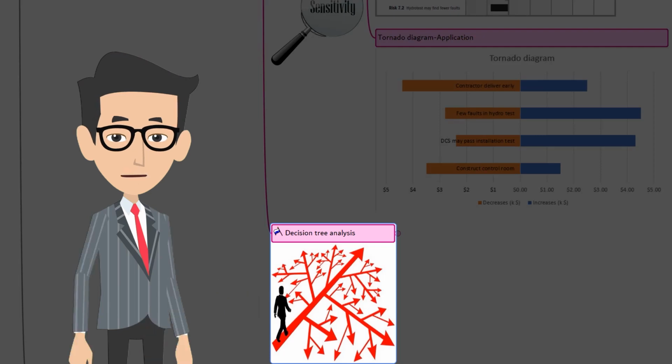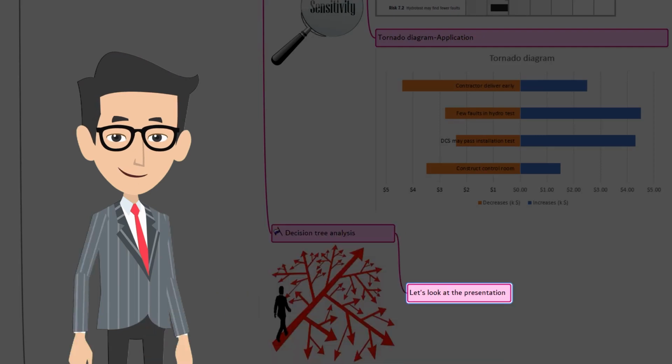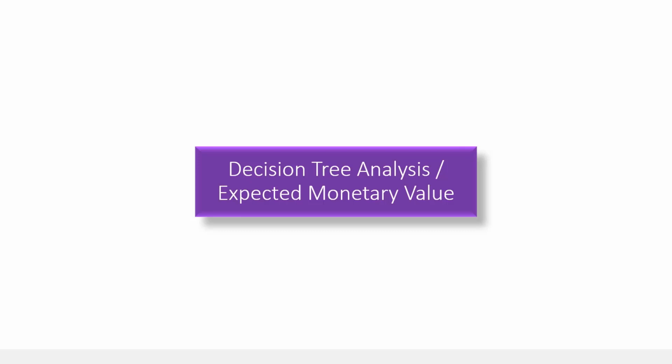Decision tree analysis. Let's discuss decision tree analysis, also called expected monetary value. Let's look at the problem statement. This is from the PMBOK guide, page number 435.